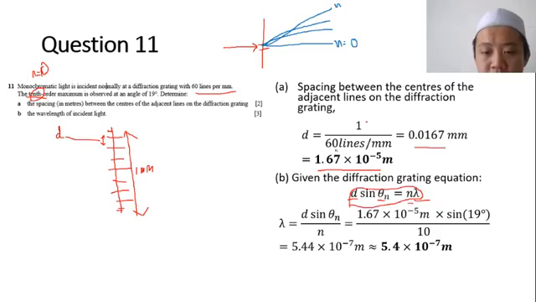So here, plug in the numbers. D equals 1.67 times 10 to the power minus 5. You got this from the previous question A. Sin, what is the value of theta when n equals 10? It is 19 degrees. So the value of lambda is 5.4 times 10 to the power of minus 7 meters. Quite straightforward, isn't it?